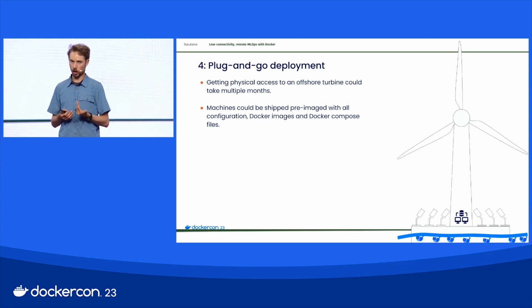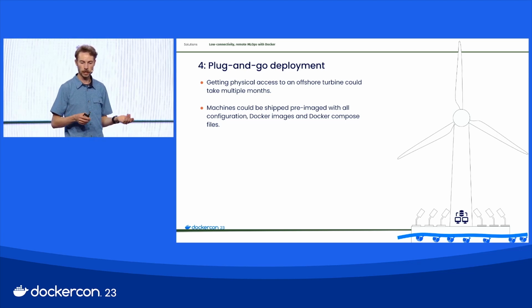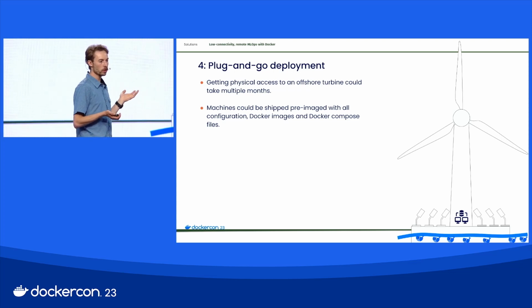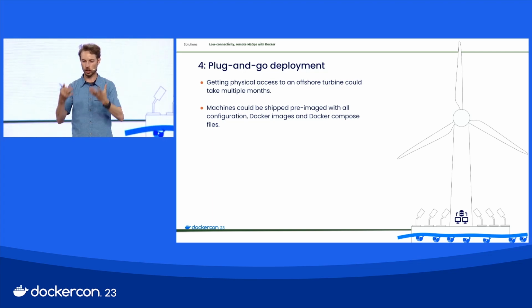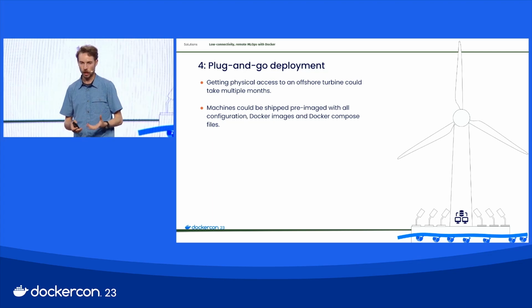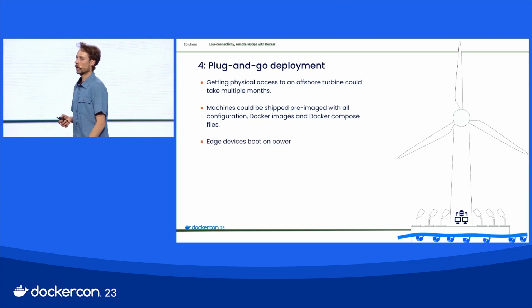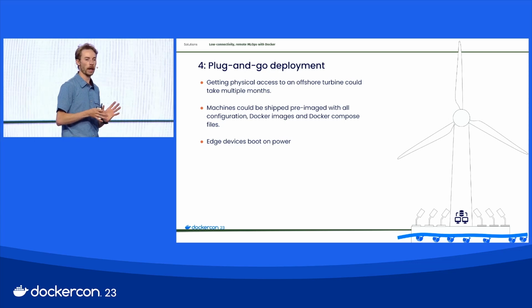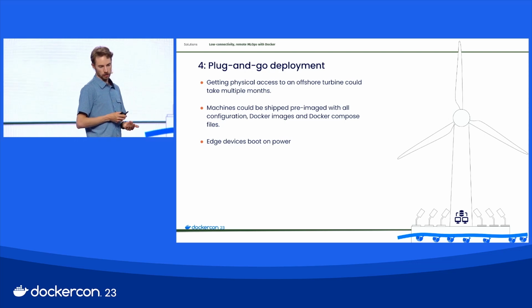Now, these people do not necessarily understand our system, nor should they be expected to. So that meant that we could take our computer and pre-image it with all of the files and the Docker containers and images we needed, and hand it to these people. And then, as a final step, we set our edge device to boot on power such that it would boot up as soon as it was plugged in.